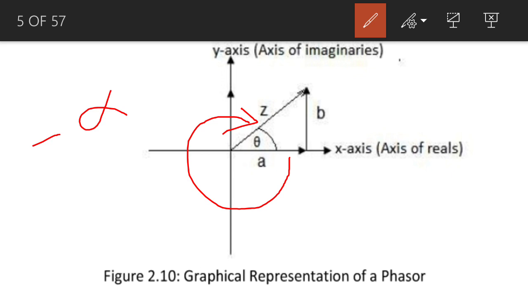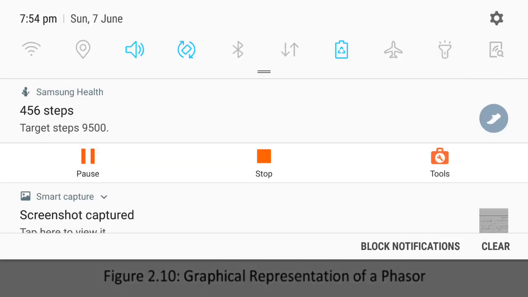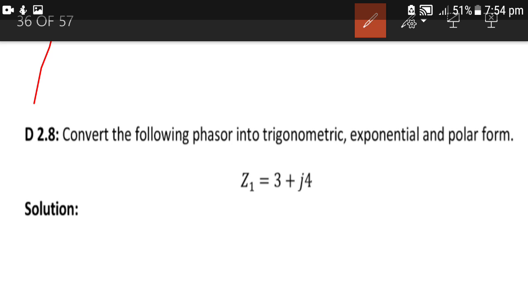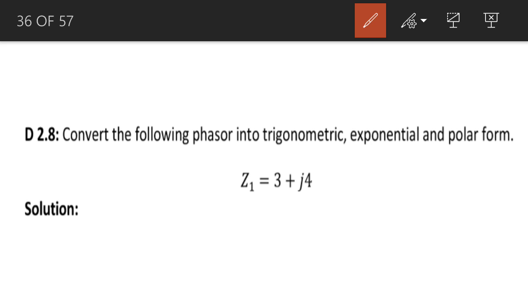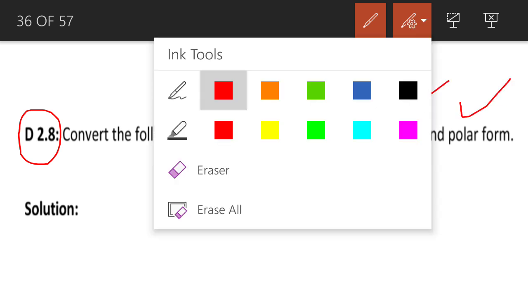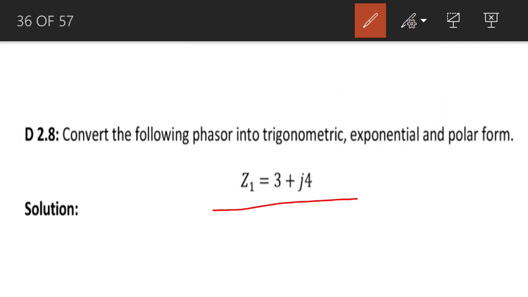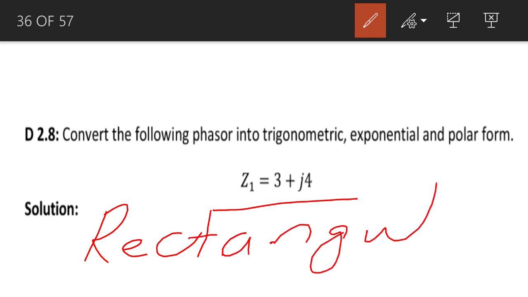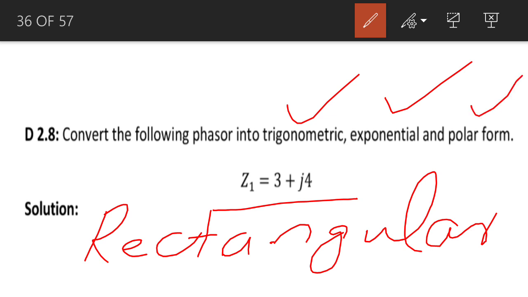Let us do a few numerical examples. We do example number 2.8. Example number 2.8 says, convert the following phasor into trigonometric, exponential, and polar form. The phasor is given over here, and this phasor is in rectangular form. So we have been given Z1 in rectangular form, and we need to convert it into trigonometric form, exponential form, and polar form.